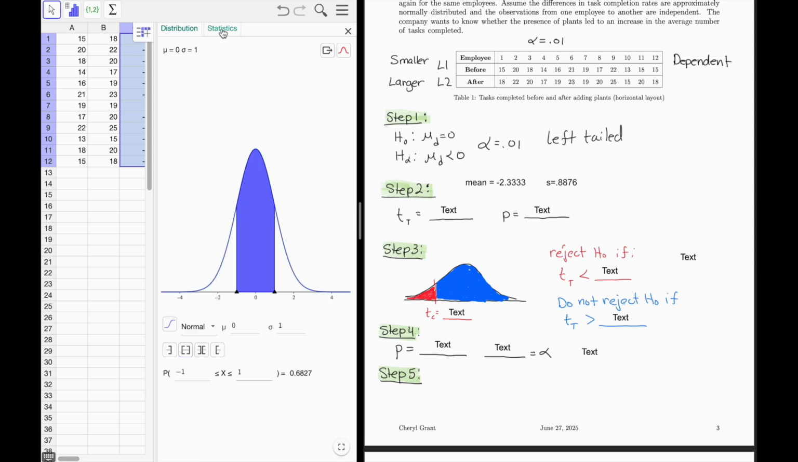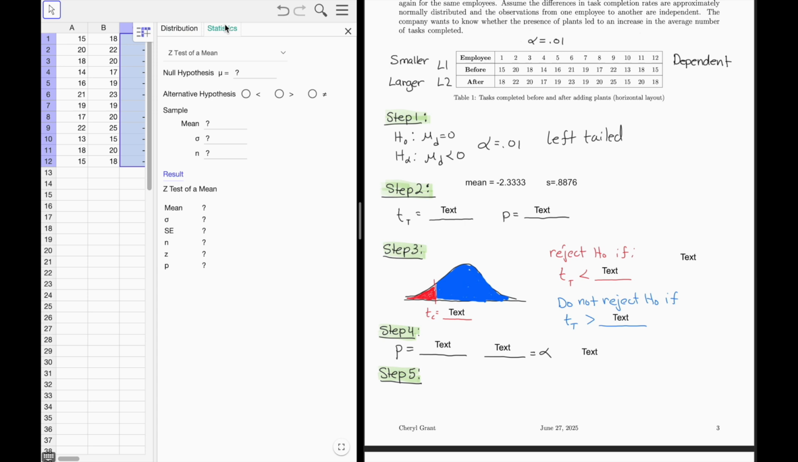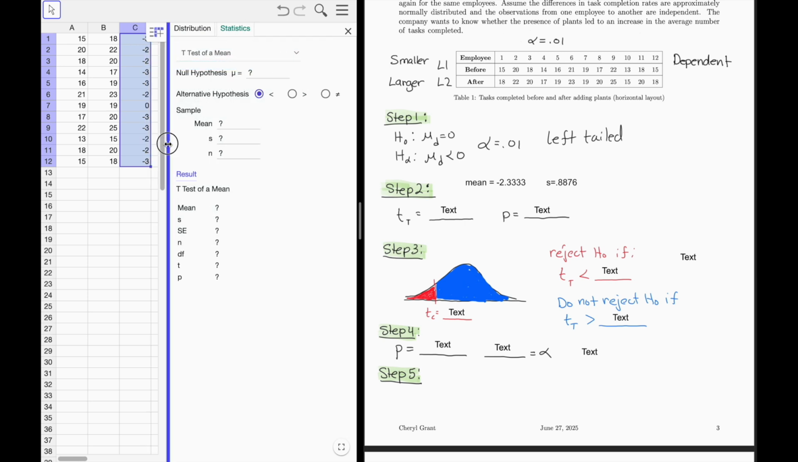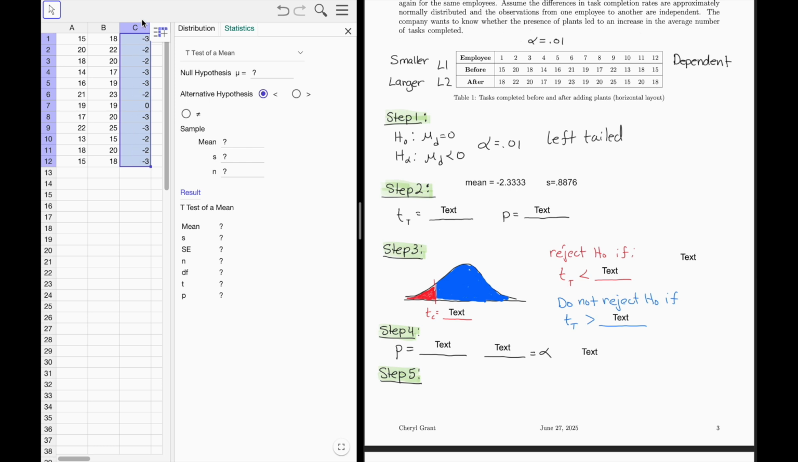I'm going to go to the Statistics tab, and I'm going to do a t-test. Now we're treating this list of differences as a single sample, one sample. So when we're doing the differences, the null hypothesis is going to be equal to 0. We're doing a less than test, so this is going to be left-tailed. And here's what we're going to put in.